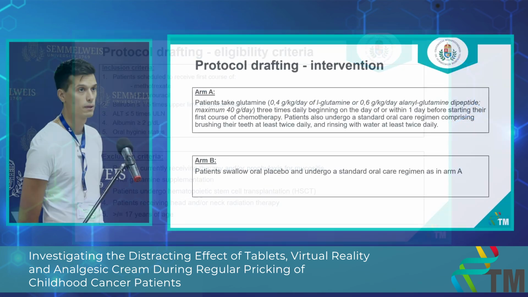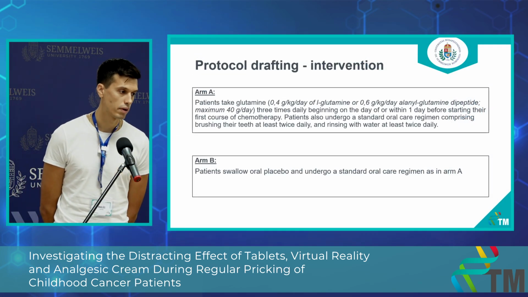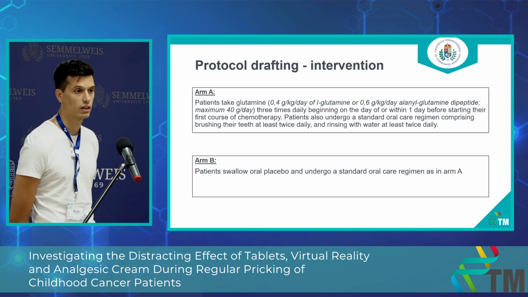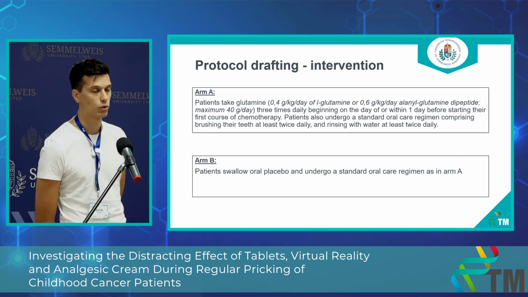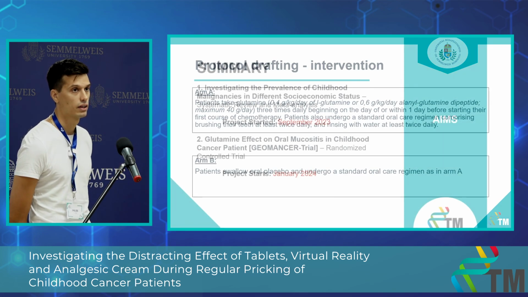oral mucositis. The intervention group will receive a pamphlet with an oral care regimen and also glutamine in a given dose. And the control group will only receive placebo and also the pamphlet.